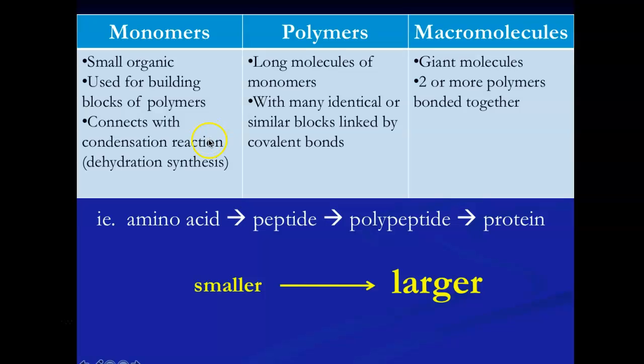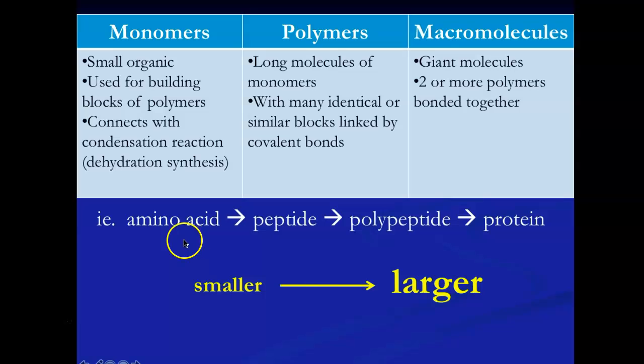And so monomers are small and organic, and they're the building blocks. And they are connected with what's called condensation reactions or dehydration synthesis. And I'm going to go over that word in just a minute and what that actually looks like. Polymers are going to be long chains of monomers with many identical or similar blocks linked by covalent bonds. And then your macromolecules, and I told you what those 4 macromolecules were, are 2 or more polymers bonded together. So you could start small, larger, and then largest.